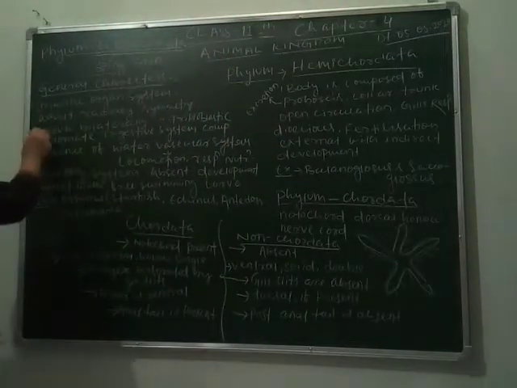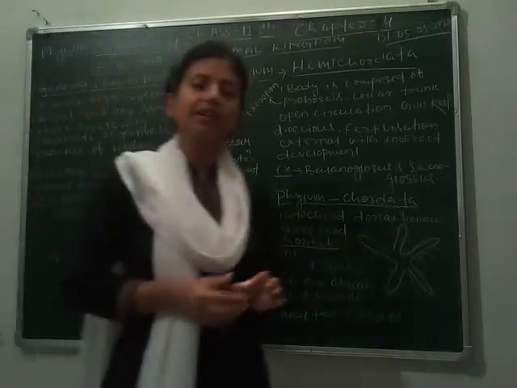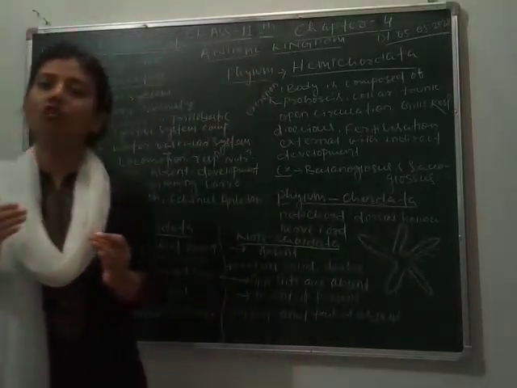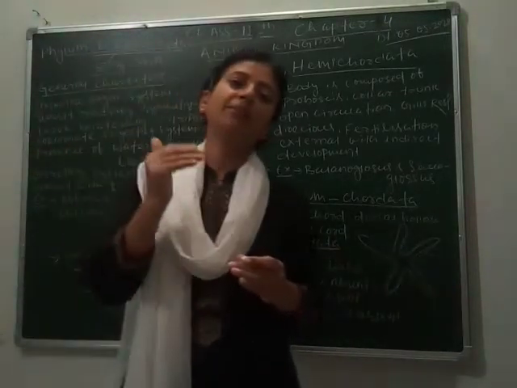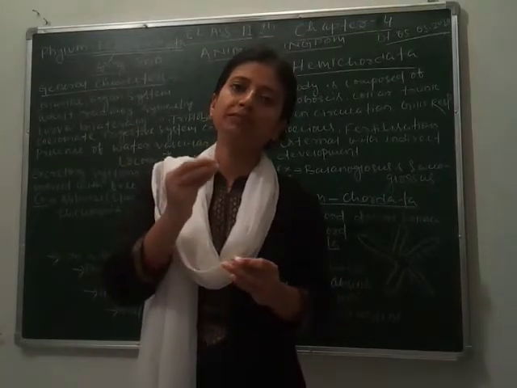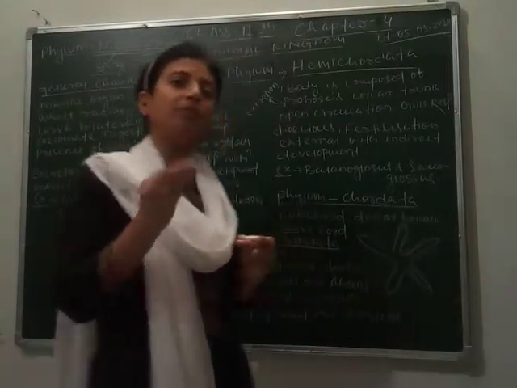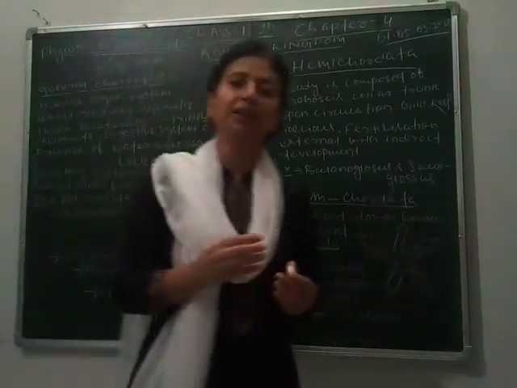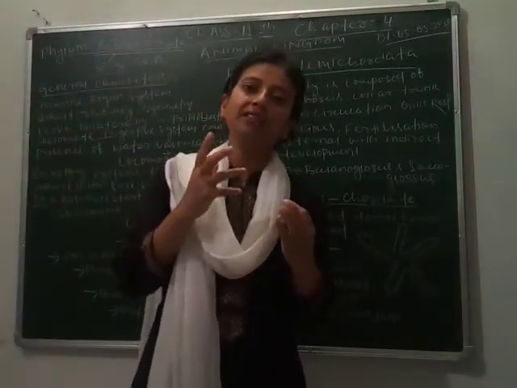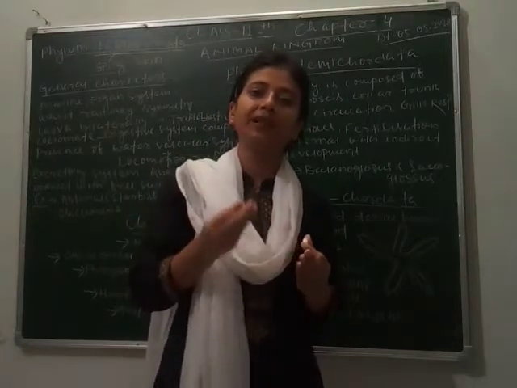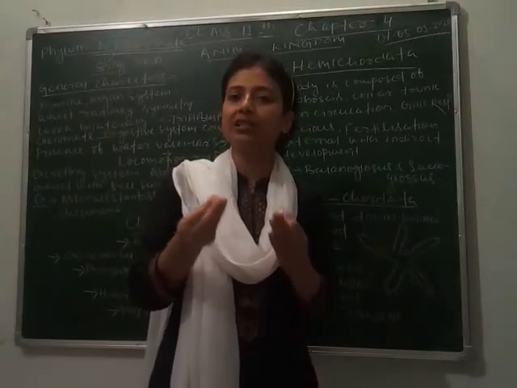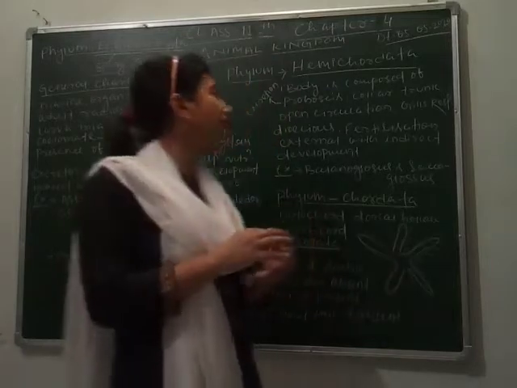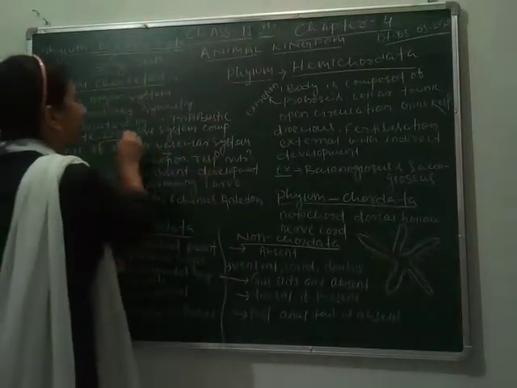So next character is, as I have told you, it is triploblastic and coelomate animals, means their body has a true coelom or true cavity. Their body possesses a true cavity. Digestive system is complete, means their body contains one opening for taking food and one opening called anus for releasing the waste material. So we can say that digestive system is complete.